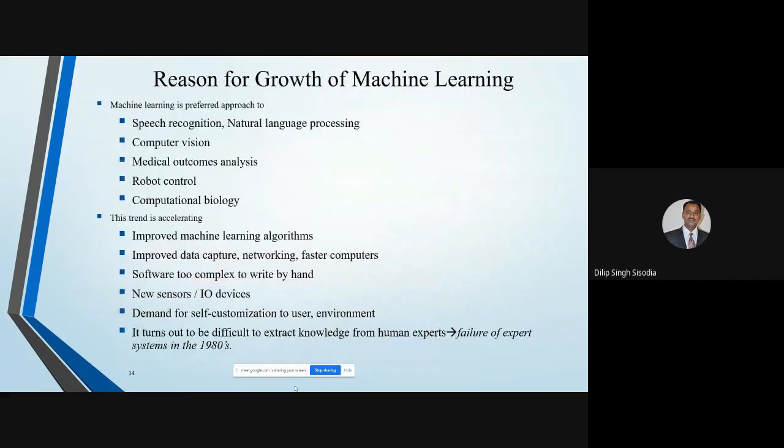So what is the reason for the growth of machine learning nowadays? The first reason is its application in diverse fields like speech recognition and natural language processing. Now the Google BERT model is able to process natural language with almost 80-90% accuracy, and the searching task is also more than 90% of the time accurate.